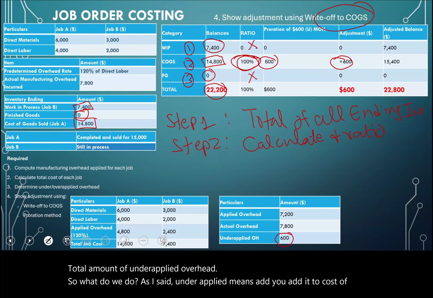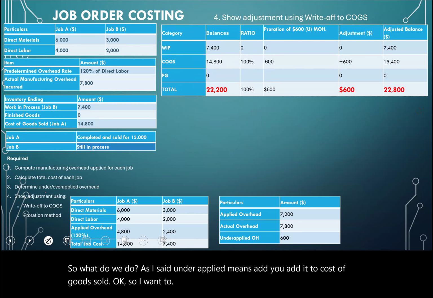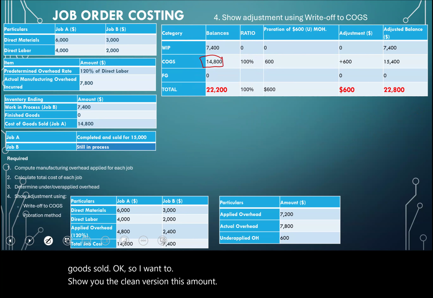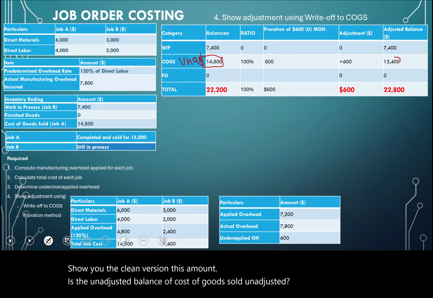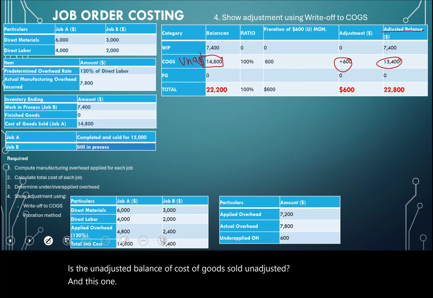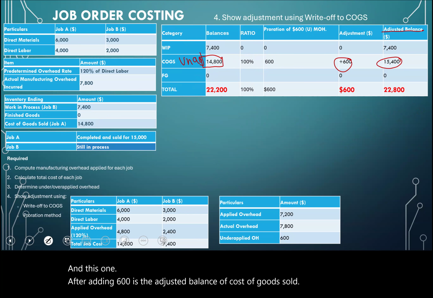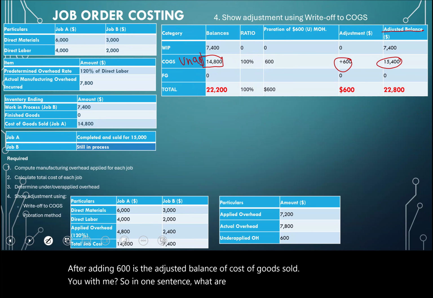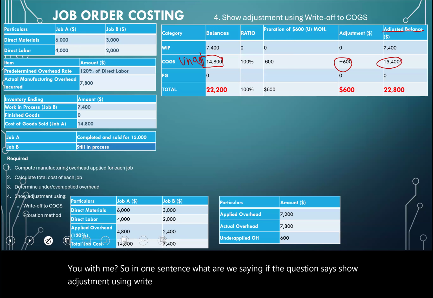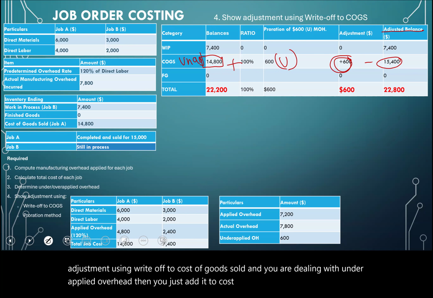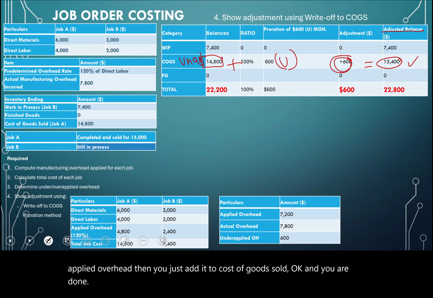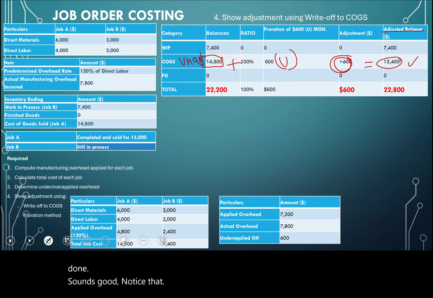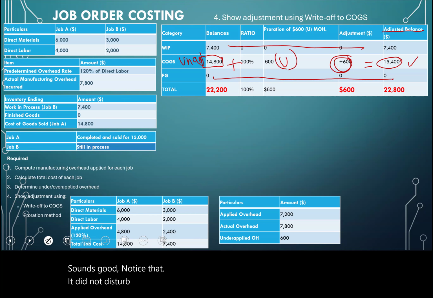So I want to show you the clean version. This amount is the unadjusted balance of cost of goods sold. And this one, after adding 600, is the adjusted balance of cost of goods sold. You with me? So, in one sentence, what are we saying? If the question says show adjustment using write off to cost of goods sold, and you are dealing with underapplied overhead, then you just add it to cost of goods sold, and you are done. Sounds good? Notice that it did not disturb anything else in any of the other accounts. We simply wrote it off to cost of goods sold and we are done.